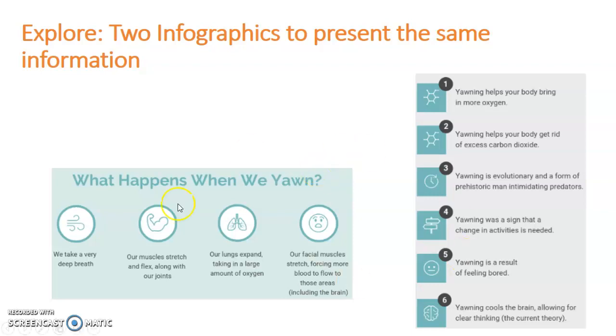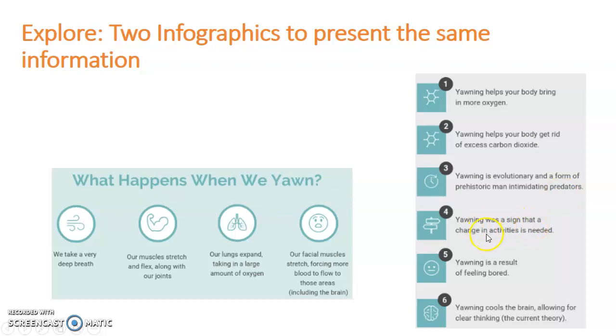Okay, so this is the infographic giving us information on what happens step by step. Again, what happens when we yawn? Again, this is an infographic, but it is displaying a little bit of different information. Now yawning helps your body bring in more oxygen. Yawning helps your body get rid of excess carbon dioxide. Yawning is evolutionary, a form of prehistoric man intimidating predators.